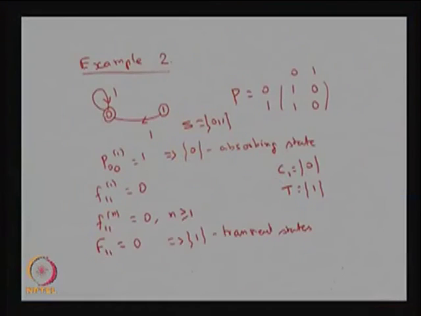If any closed communicating class has only one element, then it is going to be called an absorbing state. Therefore, 0 is the absorbing state and 1 is the transient state. Since C1 union T becomes the state space S, this Markov chain is not an irreducible Markov chain. Therefore, this is called a reducible Markov chain.